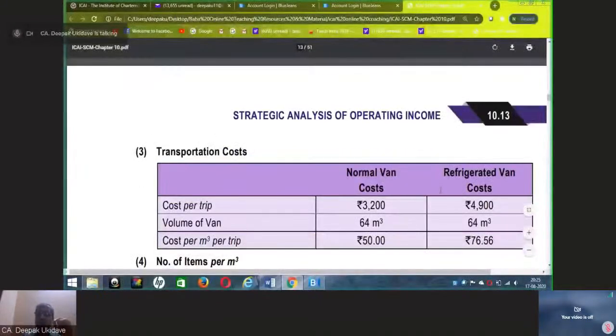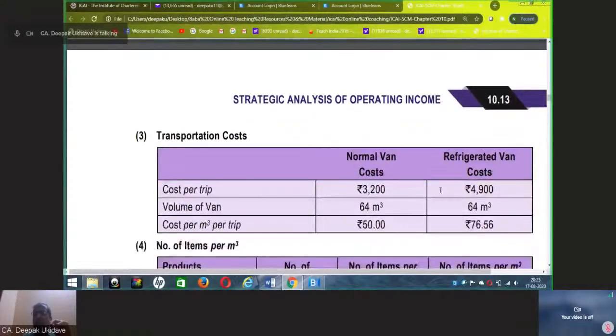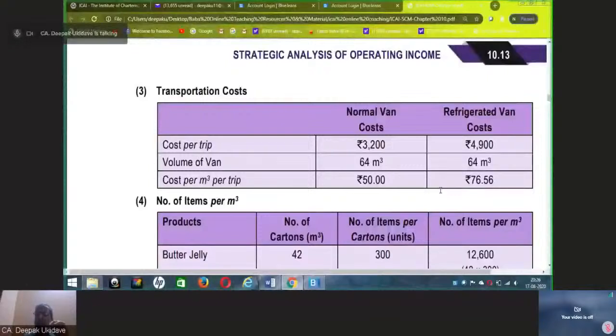So transportation cost, again 2 activities. One is normal van, other one is refrigerated van. So here you have cost per trip 3,200 and 4,900 given to you, right? And obviously transportation cost will be divided on the basis of volume of van. Each van can carry 64 metric cube of the product, all products, or 64 metric ton of all the products, refrigerated van. So cost per metric ton comes to 50 rupees. If you divide 3,200 by 64, 50 rupees. And if you divide 4,900 by 64, it is 76.56.